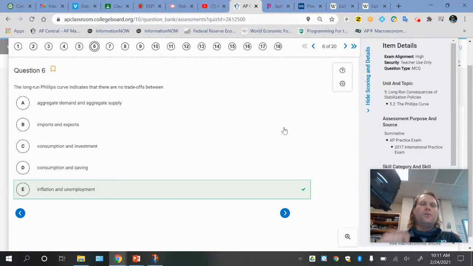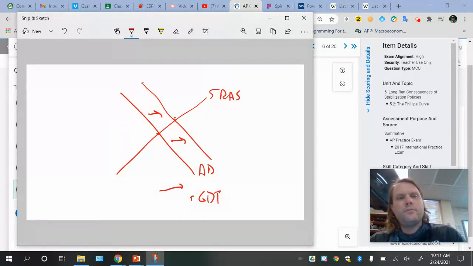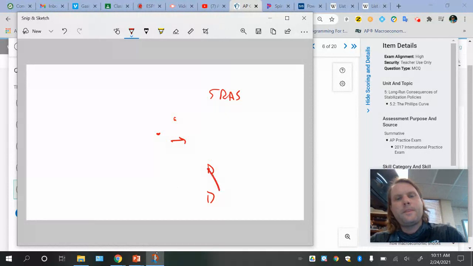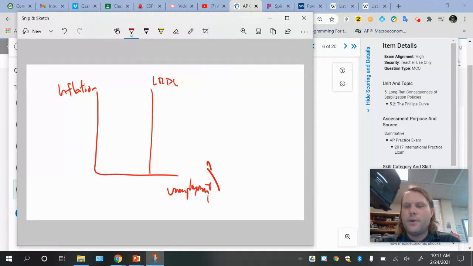Okay, so the long run Phillips curve. Let's draw that real quick, remembering what that looks like. So our long run Phillips curve, remember, we've got inflation and unemployment. I haven't even looked at the answers yet, but I have this picture in my brain of my long run Phillips curve here. Okay, it's straight up and down, remember?